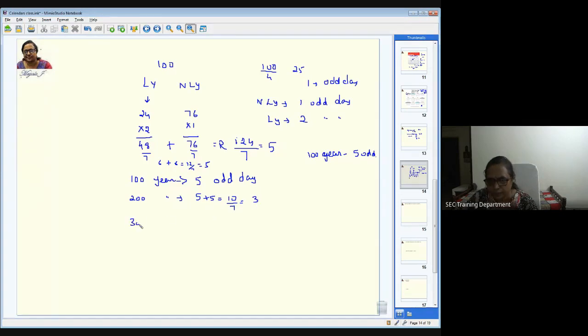Similarly, for 300, can anyone say how much it is going to be? One of you try that. How many odd days are there for 300 years? So it's going to be 1. Yes, Aditya, your answer is also right, but again 15 has to be divided by 7. 300 is nothing but 5 plus 5 plus 5, as you have said, is correct. 15, but again you have to divide by 7, the answer is 1.